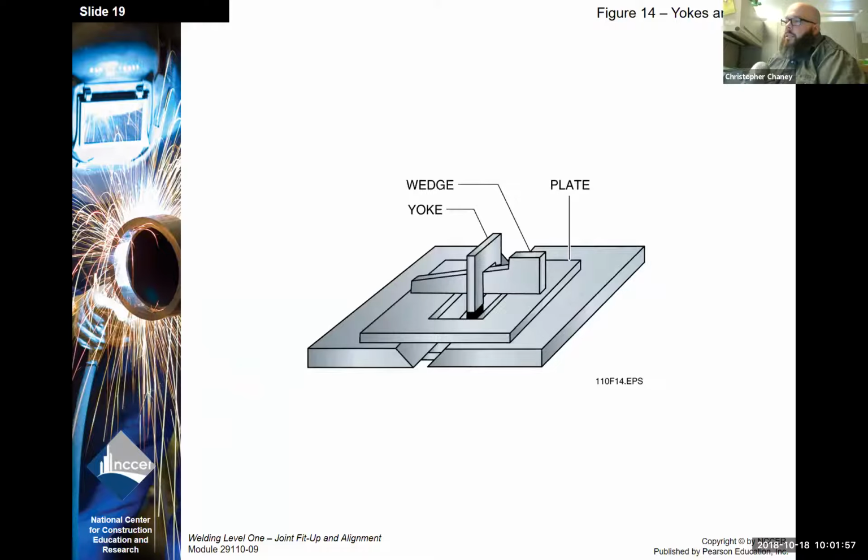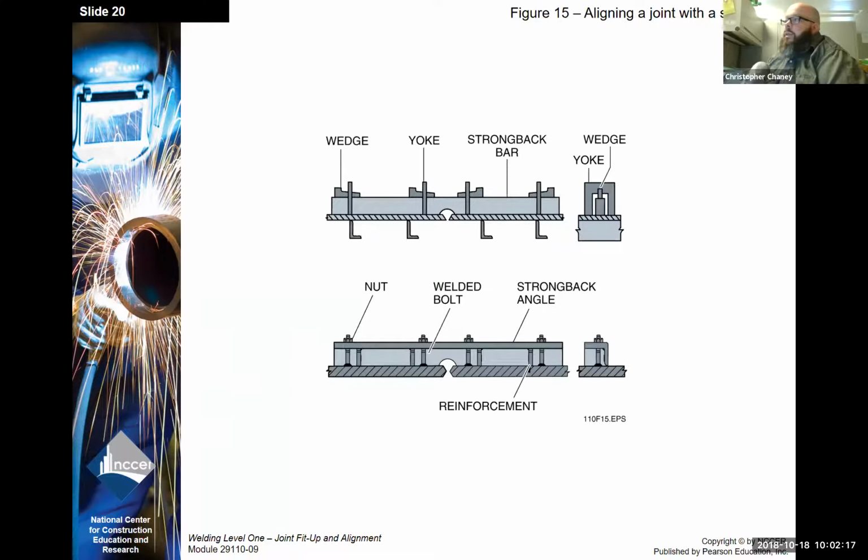Okay, this is just an alignment tool, yokes and wedges. You can see that the yoke is attached to a plate that the two beveled plates are set on top of, and then the wedge is used to push them down firmly so that they can be aligned and tacked in place. Okay, joint alignment with a strong back. Again, we're using yokes and wedges over the top of a strong back to pull plates into place and align them.